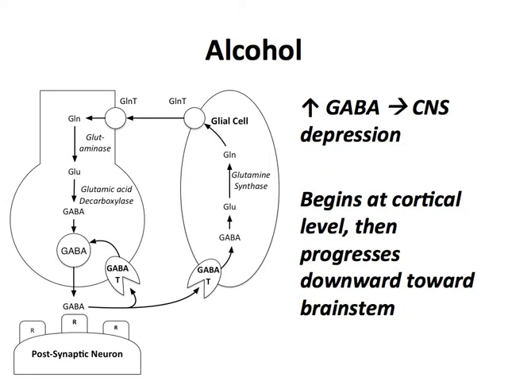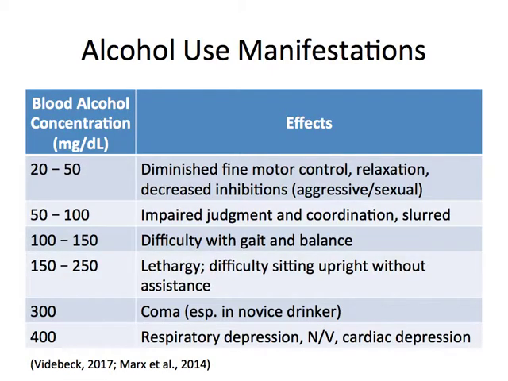Now let's look at some effects of specific substances. Alcohol causes an increase in gamma-aminobutyric acid, resulting in central nervous system depression. This often begins at the cortical level, then progresses down towards the brainstem. Here I've provided a table with the effects of alcohol based on blood alcohol concentration.